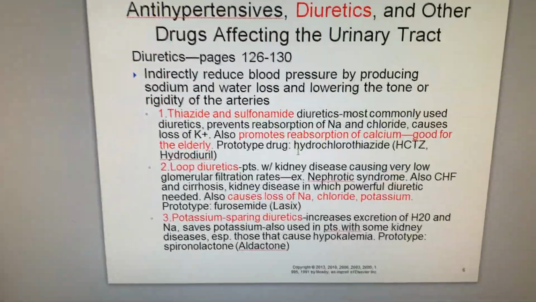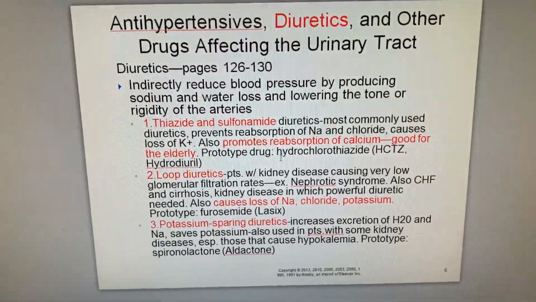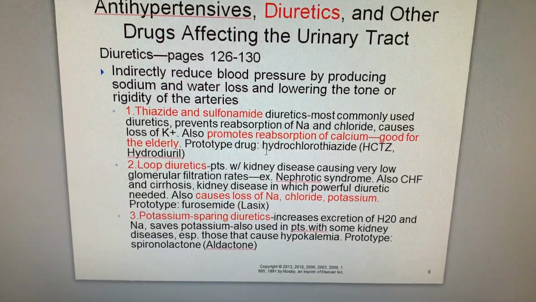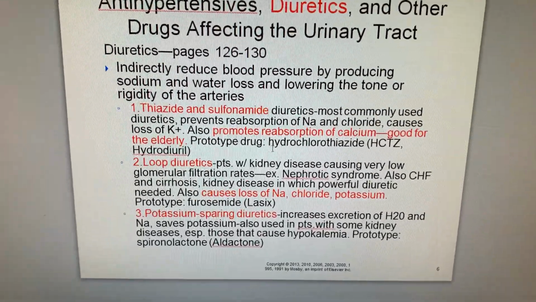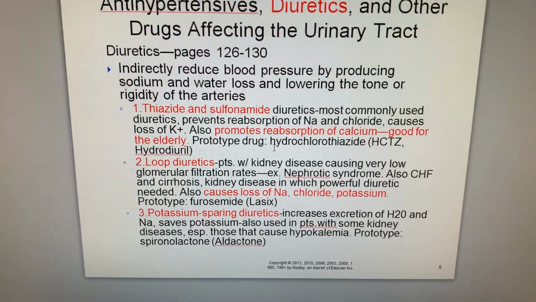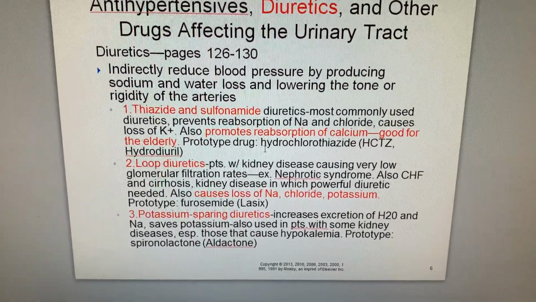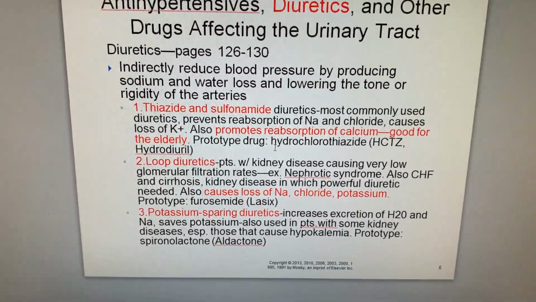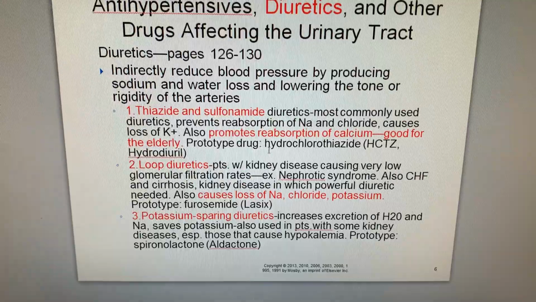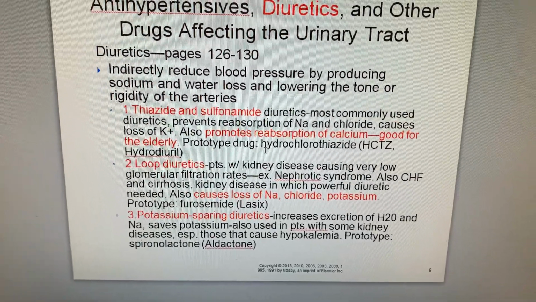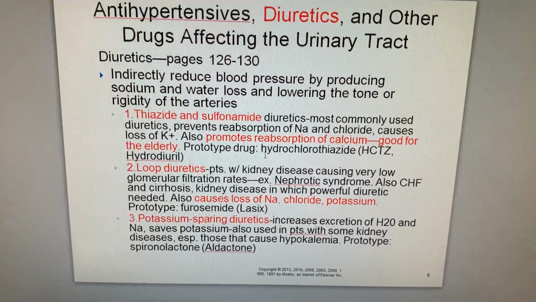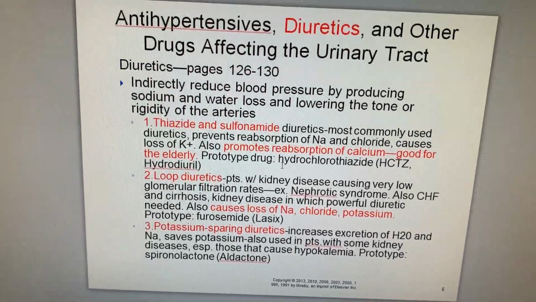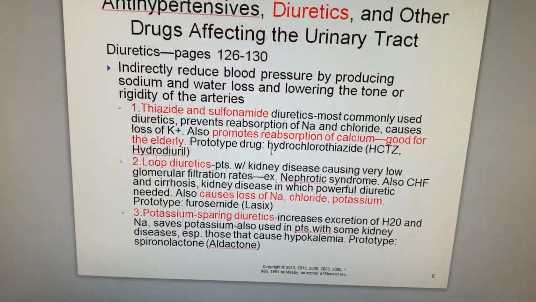So the thiazide and sulfonamide diuretics are considered to be really good for elderly patients because all elderly patients need calcium to prevent osteoporosis. Now our prototype drug that we're going to talk about is a drug called hydrochlorothiazide. Sometimes you'll see it abbreviated HCTZ or hydrodiuril. And it's well known for getting rid of both salt and water as well as potassium, but keeping calcium.